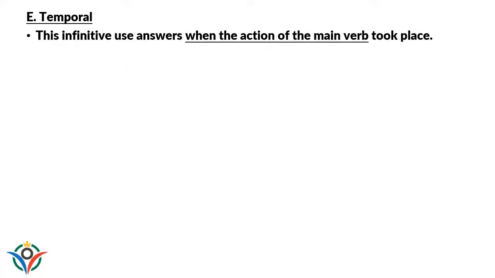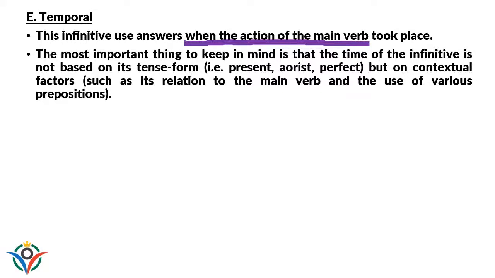I've left the temporal use of the infinitive for last because it is the most difficult. So let's work through this slowly together. The temporal infinitive use answers when the action of the main verb took place. When you think of temporal, think about time. The most important thing to keep in mind is that the time of the infinitive is not based on its tense form, i.e. the present, aorist, or perfect tense forms, but on contextual factors, such as its relation to the main verb and the use of the various prepositions.